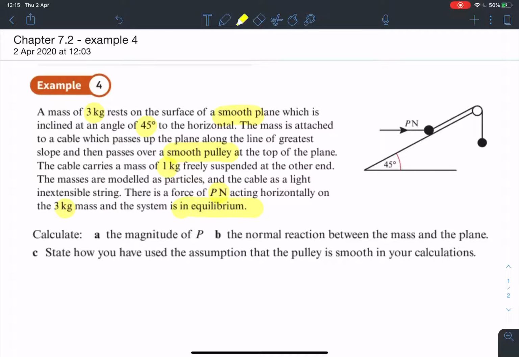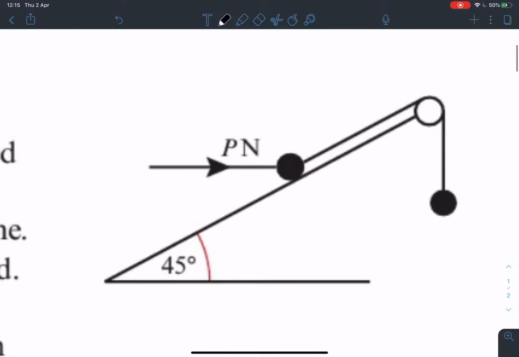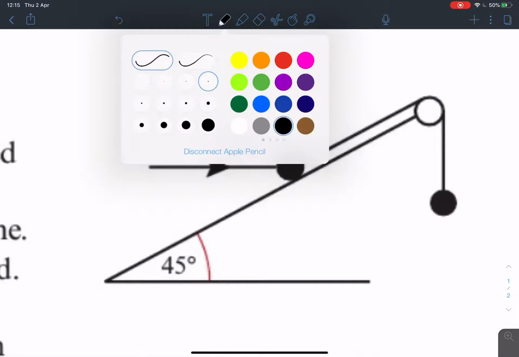We're asked to find and calculate the magnitude of P, the normal reaction between the mass and the plane, and state how you have used the assumption that the pulley is smooth in your calculations. So, first thing to do with any of this is to add the necessary forces to the diagram. So, let's have a look at what we've got acting here.